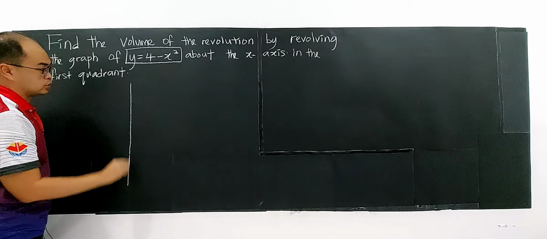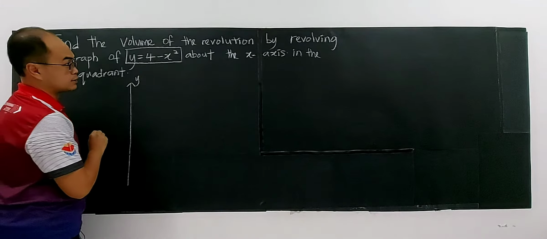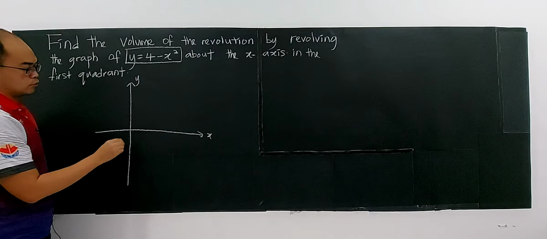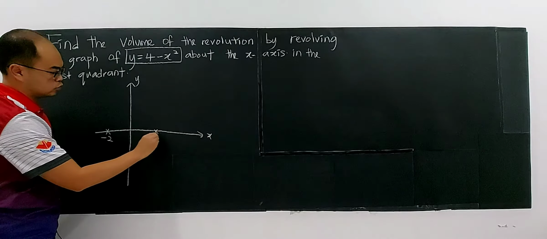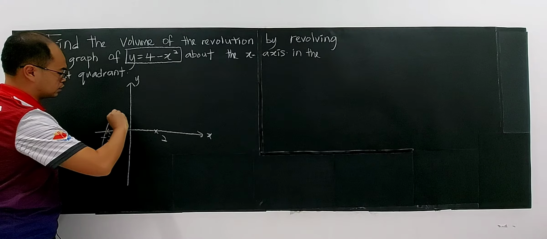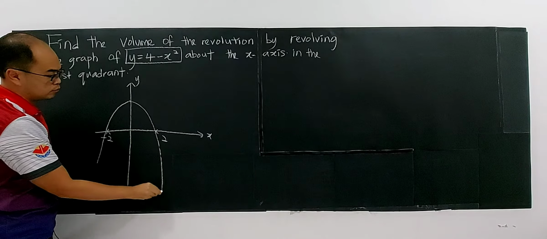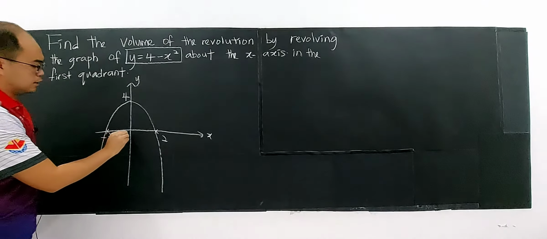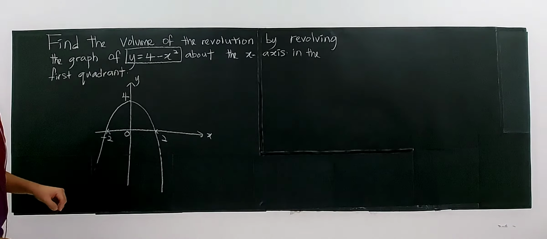So I'm going to sketch the graph first. In the first quadrant, the x-axis in the first quadrant. So where this graph will be -2 and 2, if you draw, the graph will be intersecting the y at 4. Intersecting the y at 4. And this is the graph for y equals 4 minus x squared.